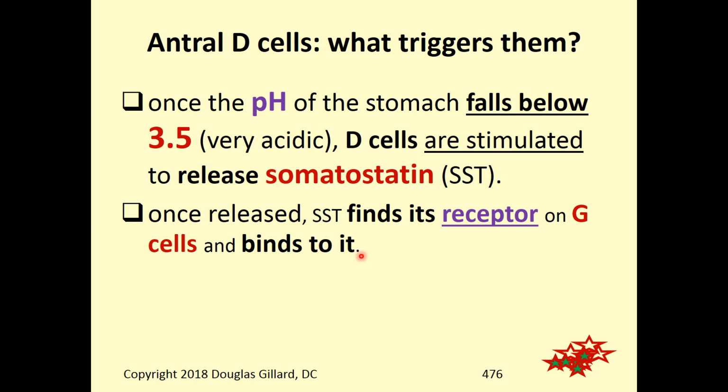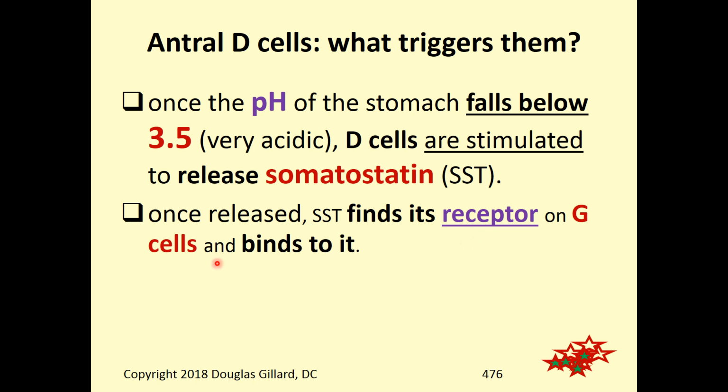What triggers the release? Lots of stars should be on this slide. What stimulates antral D cells to release SST? Well, it's the amount of hydrogen ion in the stomach. Once hydrogen ion gets too high and the pH goes below 3.5, which is the magic number, the D cells are stimulated to release somatostatin. Once released, SST finds its receptor on G cells, binds to it and shuts it off. So this is the first time we've seen a shutter-offer of G cells.